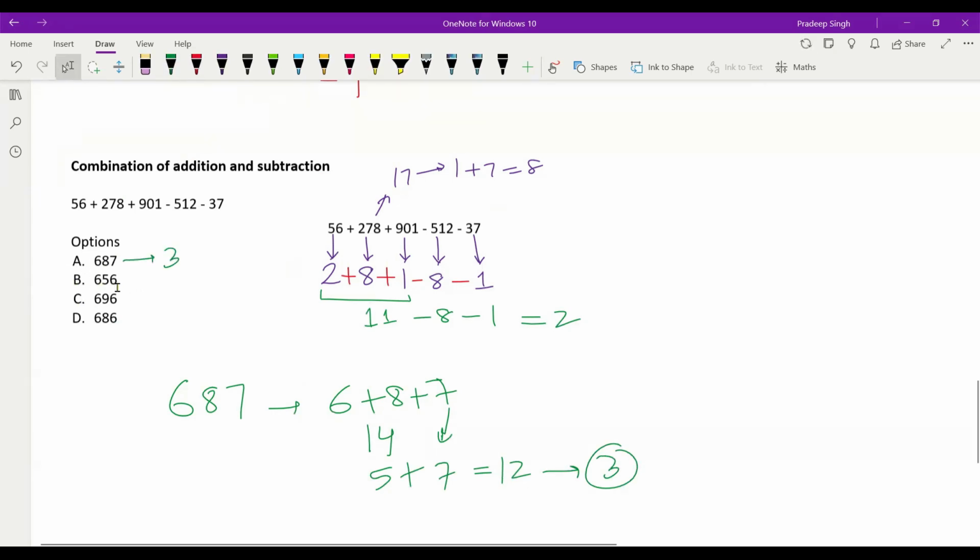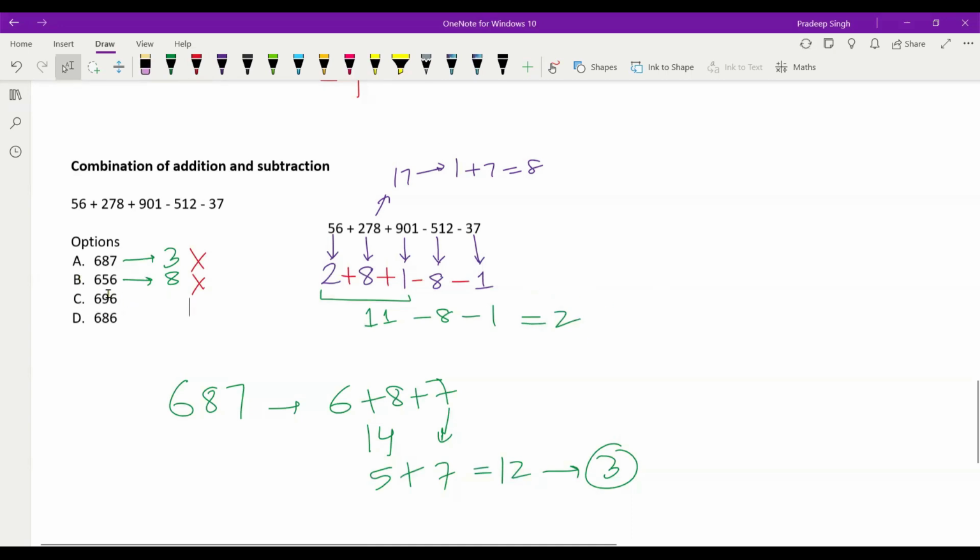Employ the same logic for option B, 656. 6 plus 5 is 11. The digit sum of 11 is 2. And that 2 plus this 6 will get us 8. Hence, in option B, the digit sum is 8. Hence, A and B are both incorrect because we need the digit sum as 2.